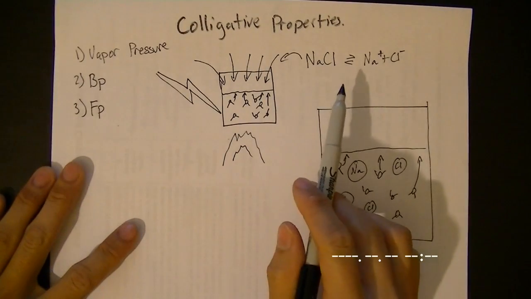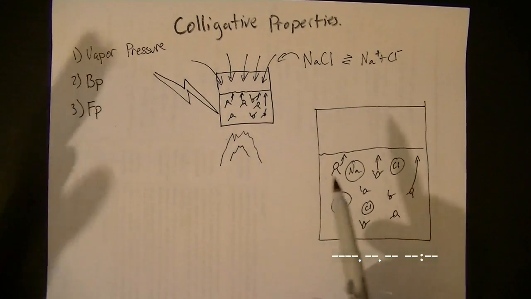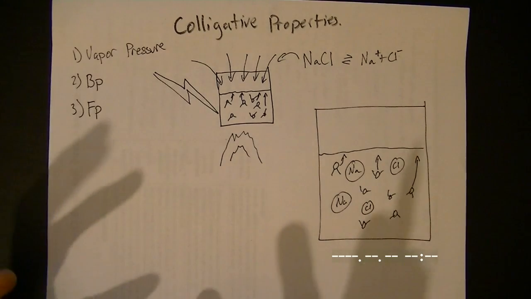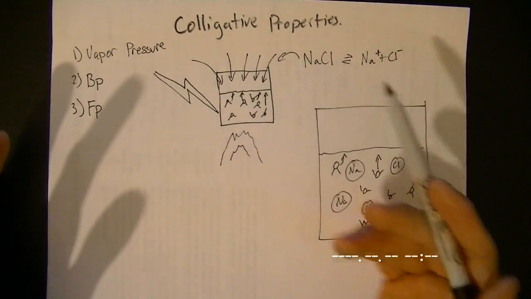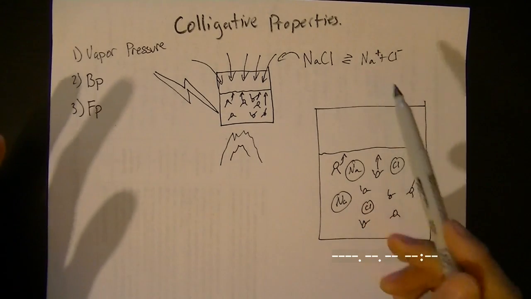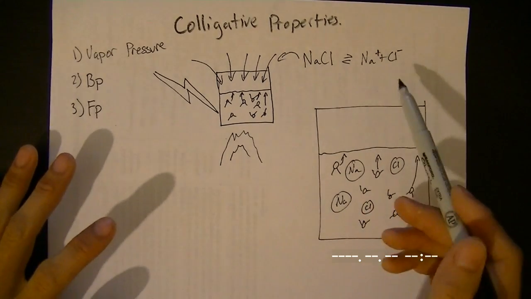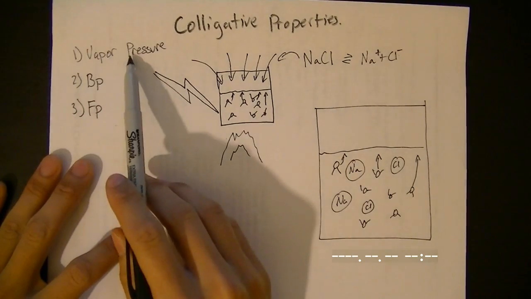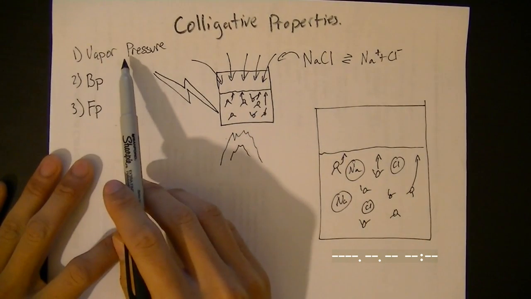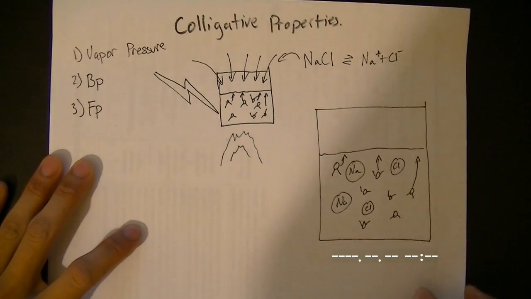It's a property of solutes in a solution. We are changing the vapor pressure. And colligative, what it really means is that it doesn't matter what the solute is. It could be sugar, it could be polar, it could be non-polar. Whatever it is, it changes the vapor pressure all the time. Okay? Now let's move on.